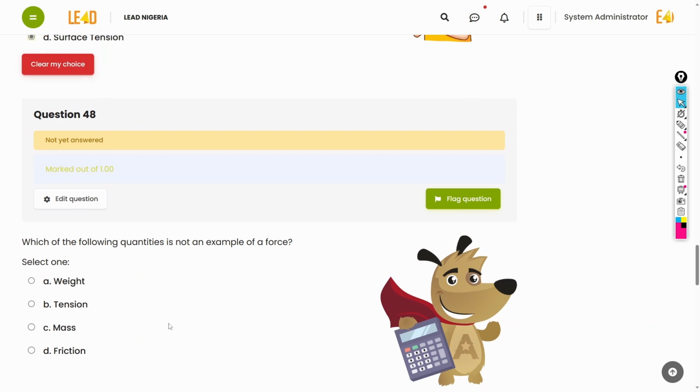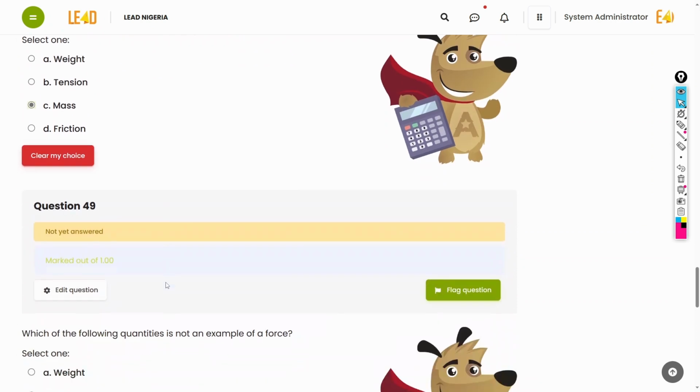Which of the following quantities is not an example of force? Weight is a force, right? The unit is newtons. Weight is equal to mg, mass times acceleration. Tension is a force. Friction is also a force. So the correct answer is mass. Mass is just the amount of quantity a body contains, right? The amount of quantity a body contains, that's the mass.